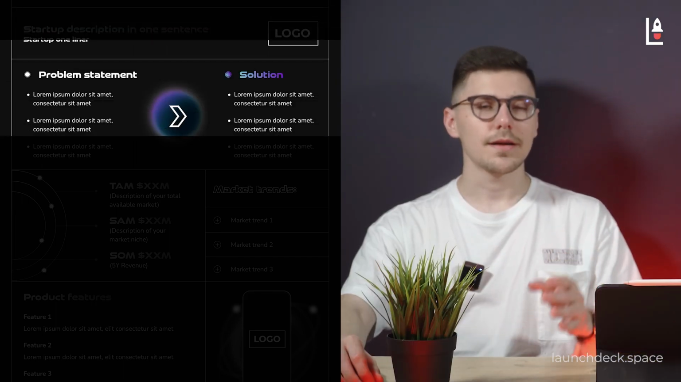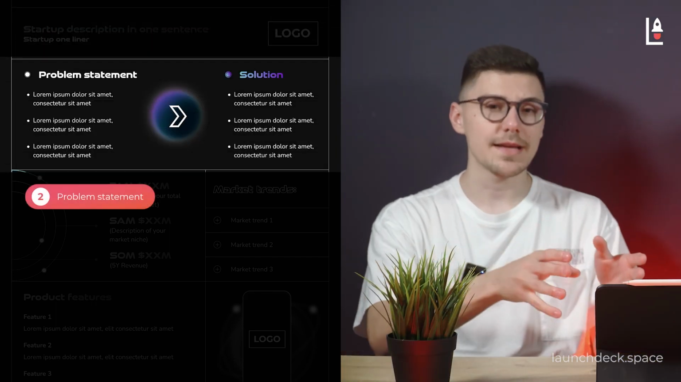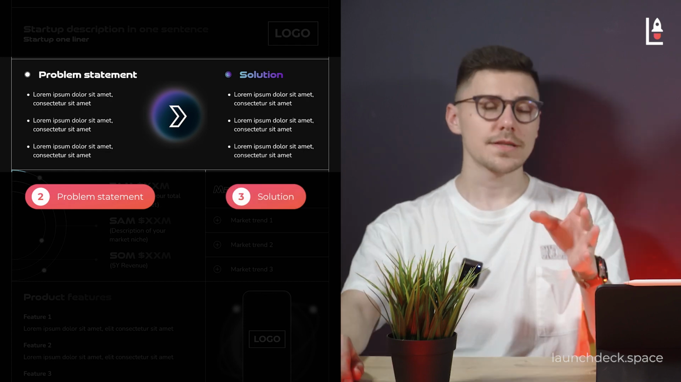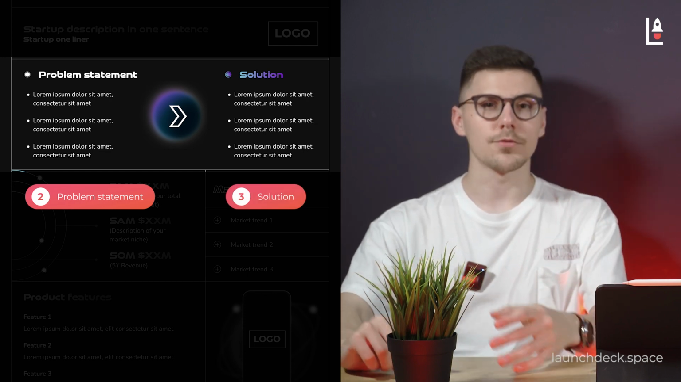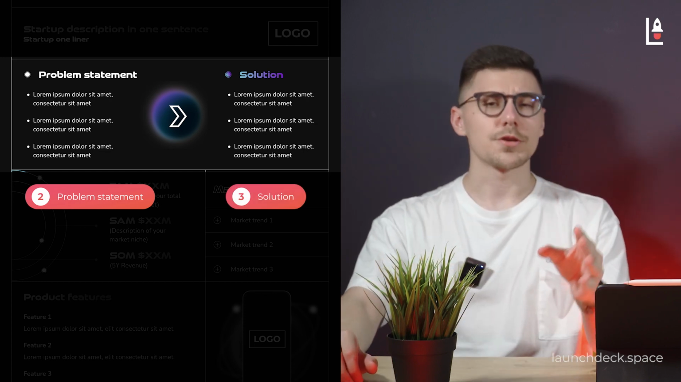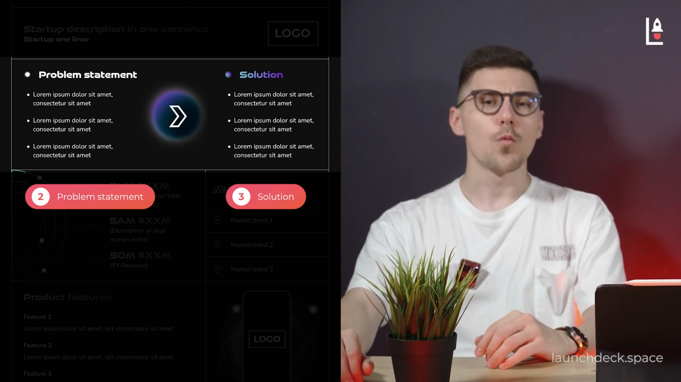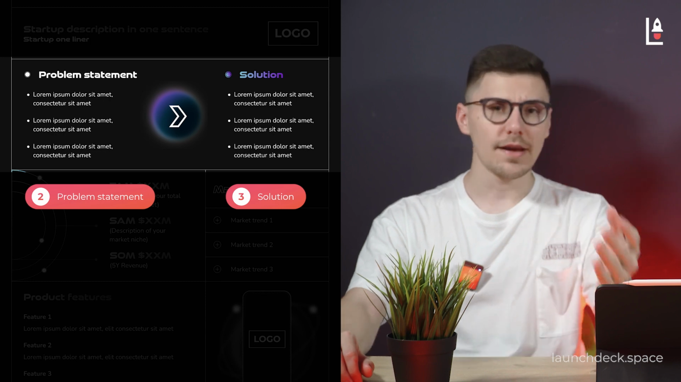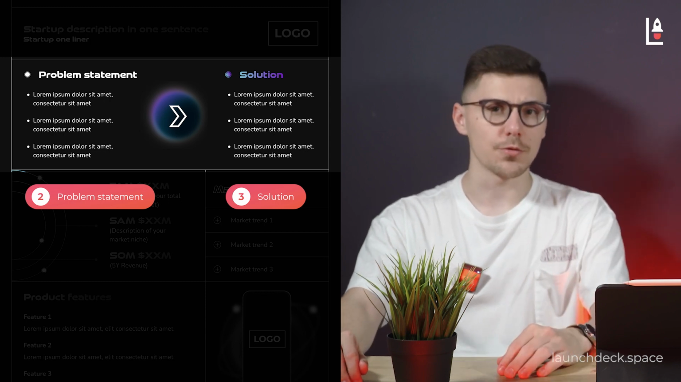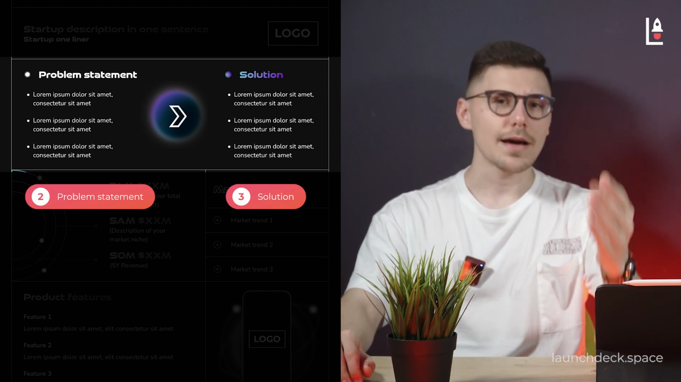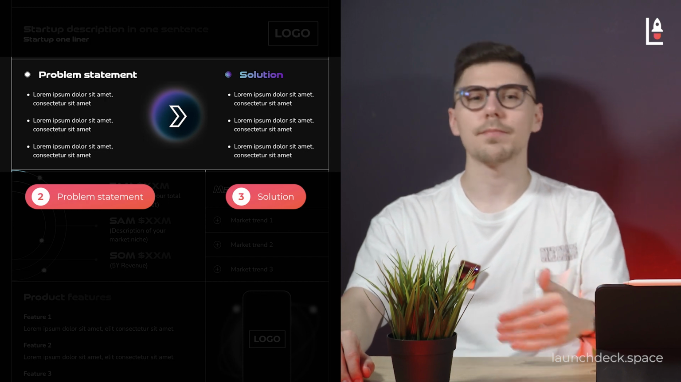The next section is a combination of your problem statement and solution. Firstly, you should describe the problem that your startup solves. This problem should be clear to anyone. You should explain in 1 or 2 sentences why the market is outdated or what the problems on your market are. And also include reliable sources of information that back up your points.